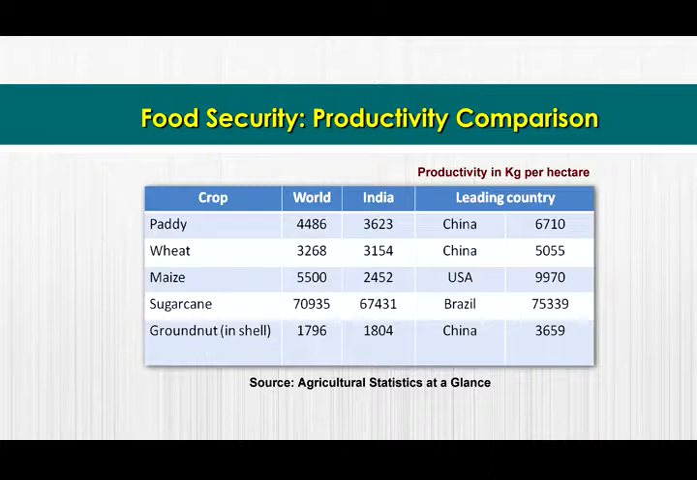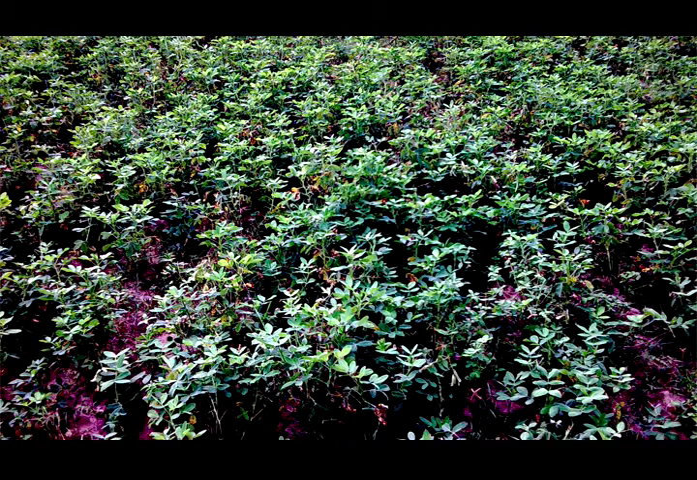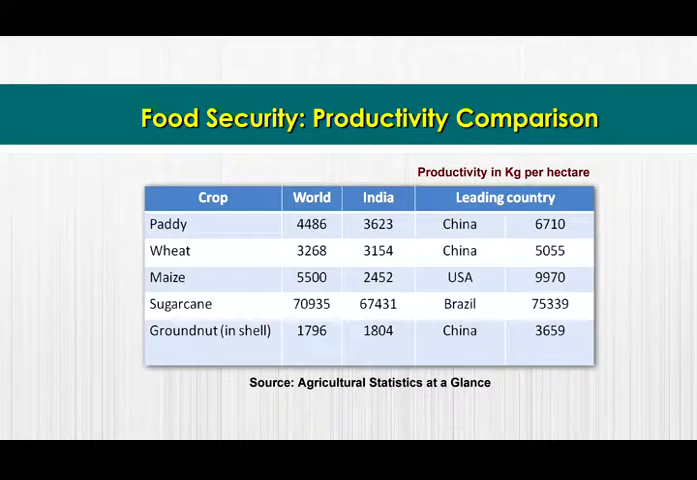In case of sugarcane productivity, we are almost equal to the world average. We are near to Brazil, which is the leading country. In case of groundnut, we are equal to the world average productivity, but we are quite below China's productivity. There is a tremendous scope for increasing the productivity and production in order to provide food security.